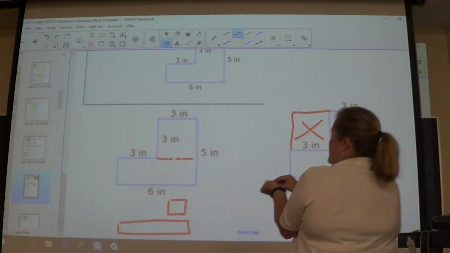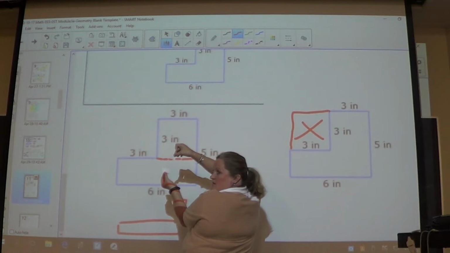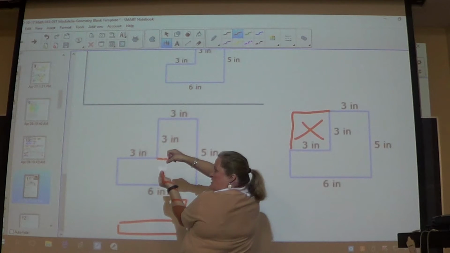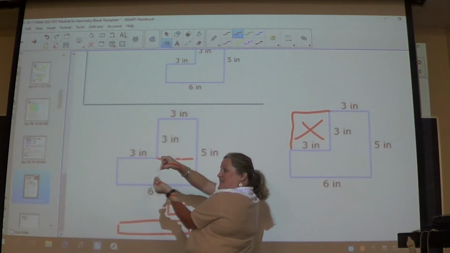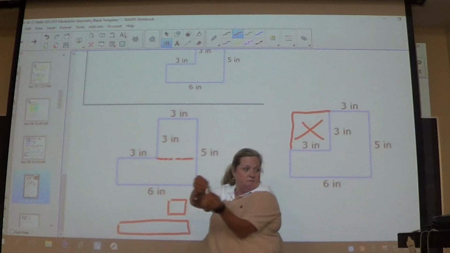Okay, so the house and the chimney. Do you see that here's the house and here's the chimney? You're going to find the area of the house, the area of the chimney, and you're going to add them together. Because you have two pieces of paper and it's like you're gluing them together, so you add. That's one way to see it.